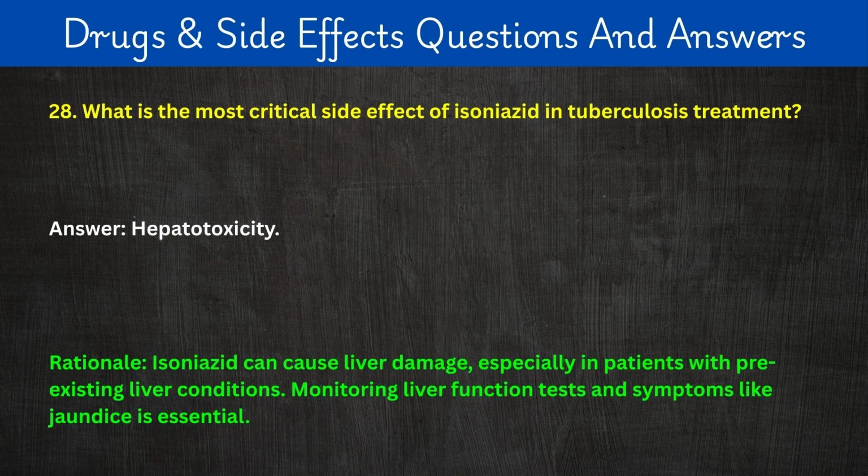28. What is the most critical side effect of isoniazid in tuberculosis treatment? Answer: hepatotoxicity. Rationale: isoniazid can cause liver damage, especially in patients with pre-existing liver conditions. Monitoring liver function tests and symptoms like jaundice is essential.